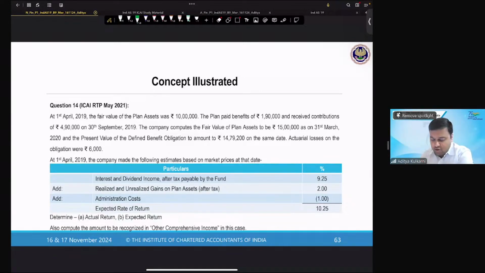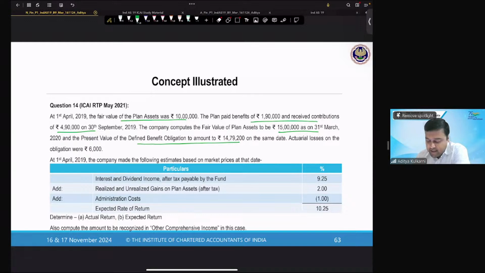So at 1st April 2019, the fair value of plan assets was 10 lakhs. The plan paid benefits of 1 lakh 90 and received contributions of 4 lakh 90,000. The company computes the closing fair value of plan assets as 15 lakhs, that is on 31st March 2020, and the present value of the defined benefit obligation is 14 lakh 79,200 on the same date. Actuarial losses on the obligation were rupees 6,000.